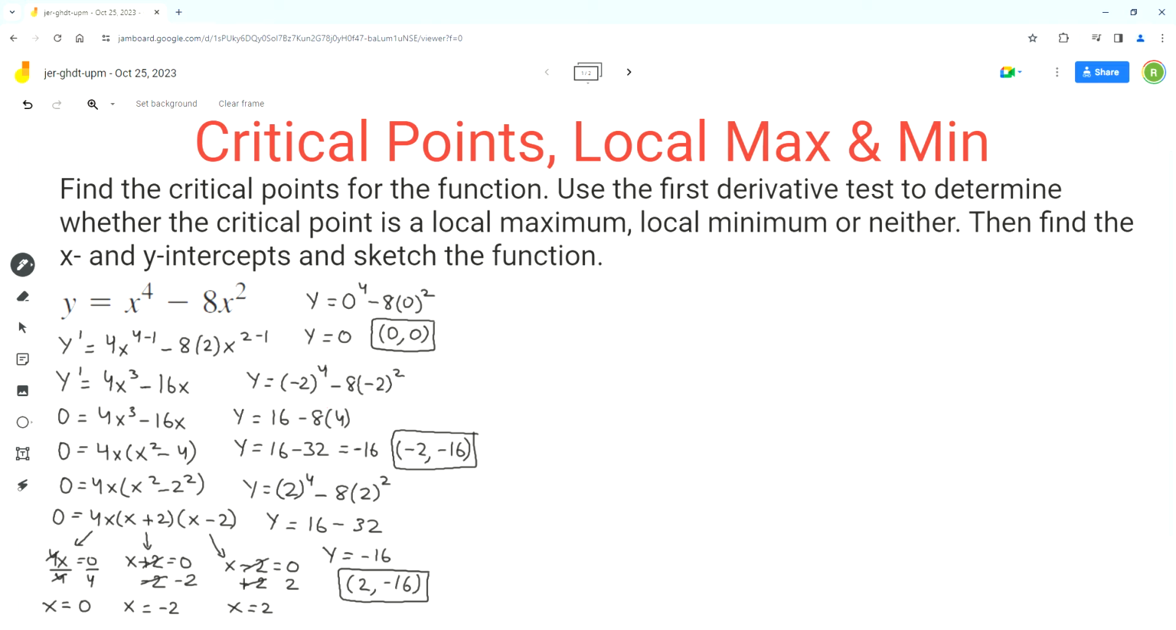Now we have to use the first derivative test to determine whether the critical point is a local maximum, local minimum, or neither. For that, we'll use the expression for the derivative, y prime equals 4x cubed minus 16x. Now we can use the number line method to find the sign of the derivative on both sides of these critical points. So we can start by drawing a number line.